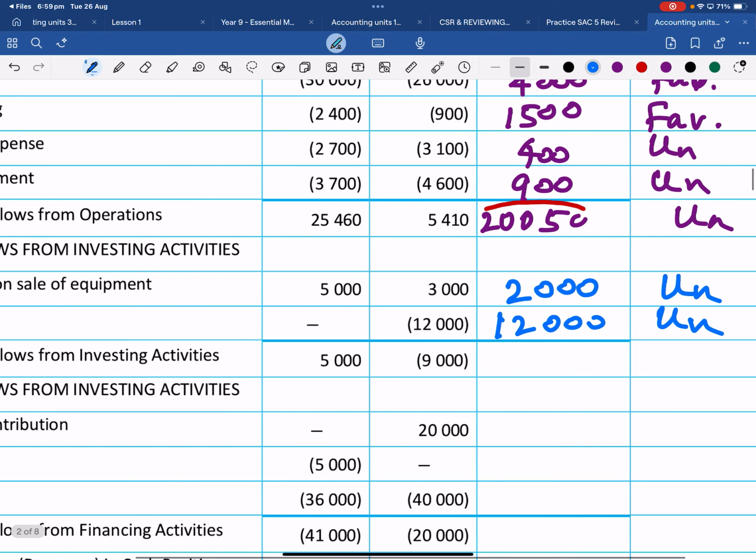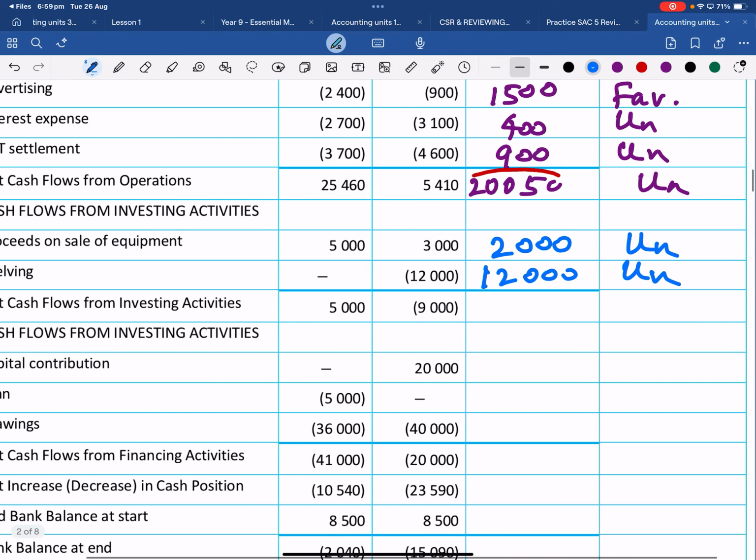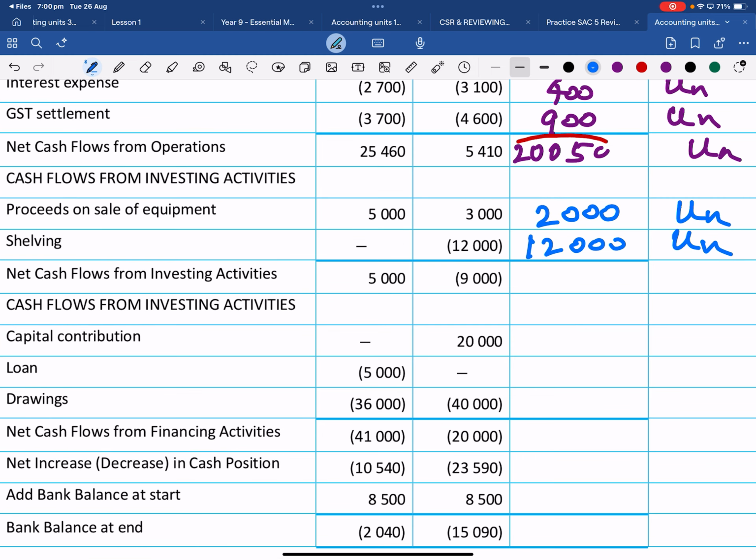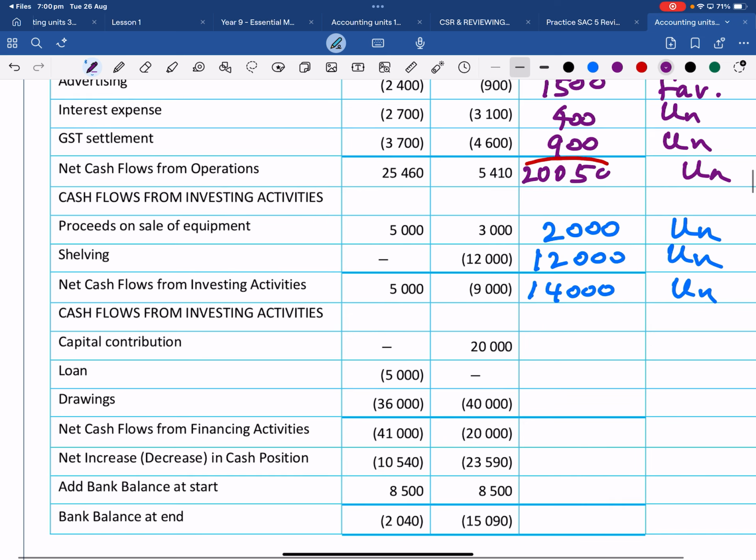Then net cash flows from investing activities. This is interesting. Have a look. 14,000. Unfavorable, because we projected 5,000 positive, but it became 9,000 negative. So 5,000 to 0, we are dropping, and again further we are dropping another 9,000. So unfavorable. Next one, capital contribution 20,000.